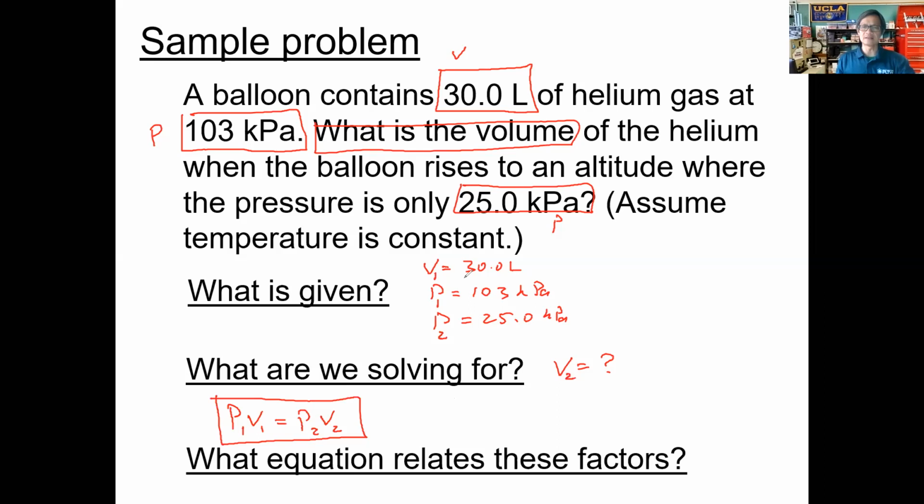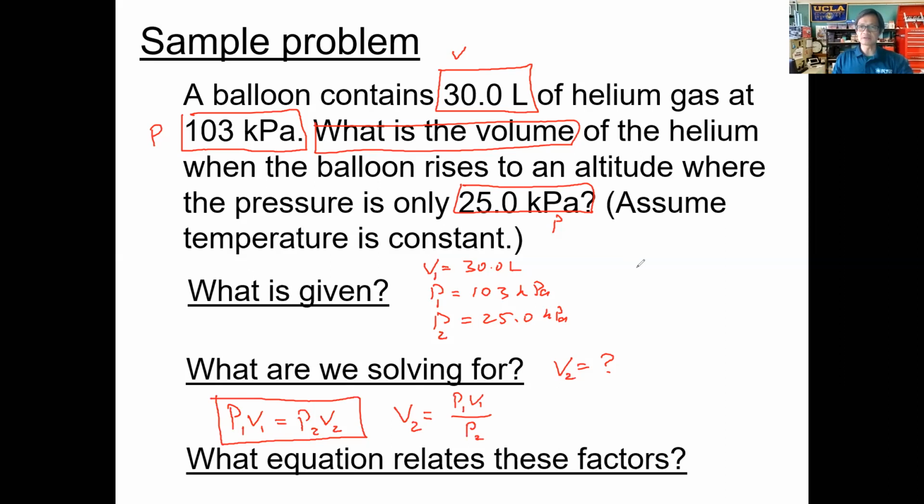Once you have that identified, what I always suggest you do is rearrange this equation to isolate the variable that you're solving for. Let's go ahead and do that. We're going to solve for V2, which means we're going to divide both sides by P2, which gives us P1V1 over P2. And there it is. From this formula, we have derived an equation that we can use to solve for our unknown. The last step is to take these values and plug them in.